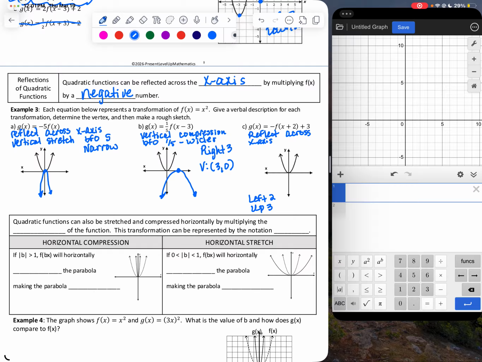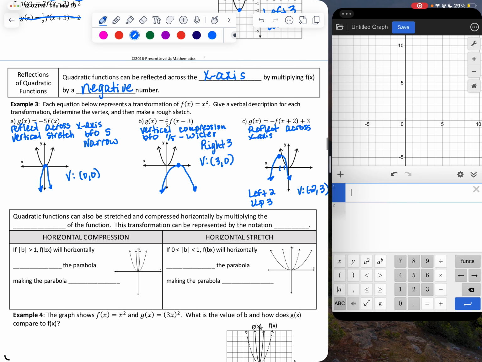So my new vertex is going to be left 2, which would be -2, up 3, which would be +3. So let's draw that in first. Go left 2, up 1, 2, 3, so maybe right here. Then you're going to reflect it across the x-axis, which means it opens down. So it's going to look something like that. Now, I think we forgot to list our vertex on the first one, so that was at (0, 0).